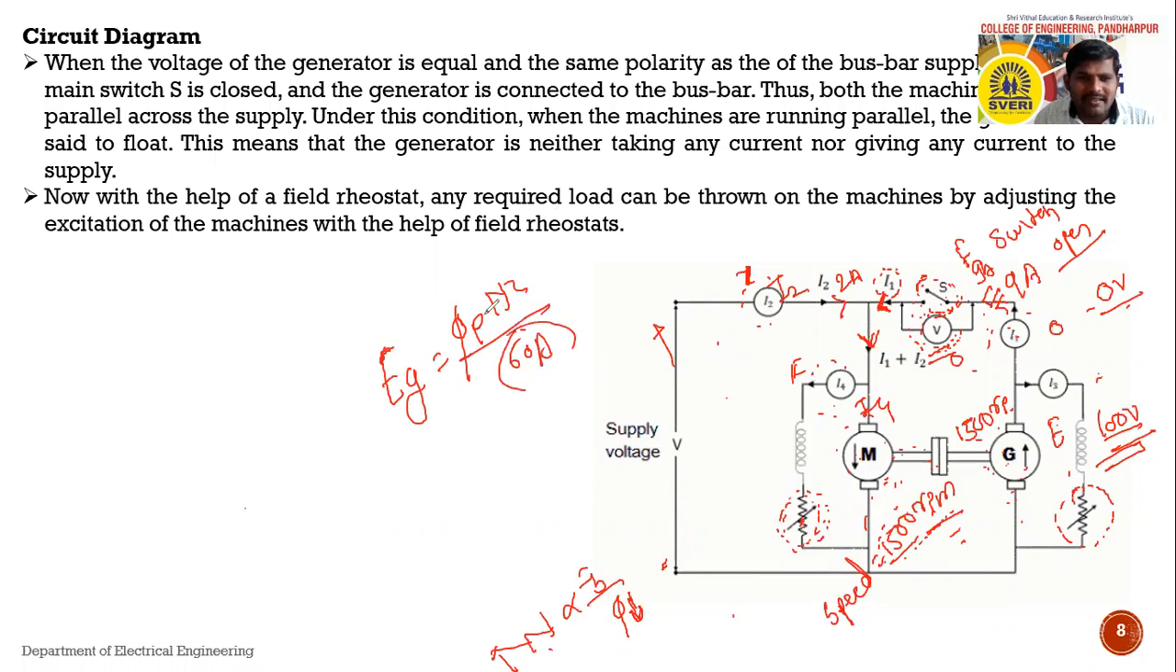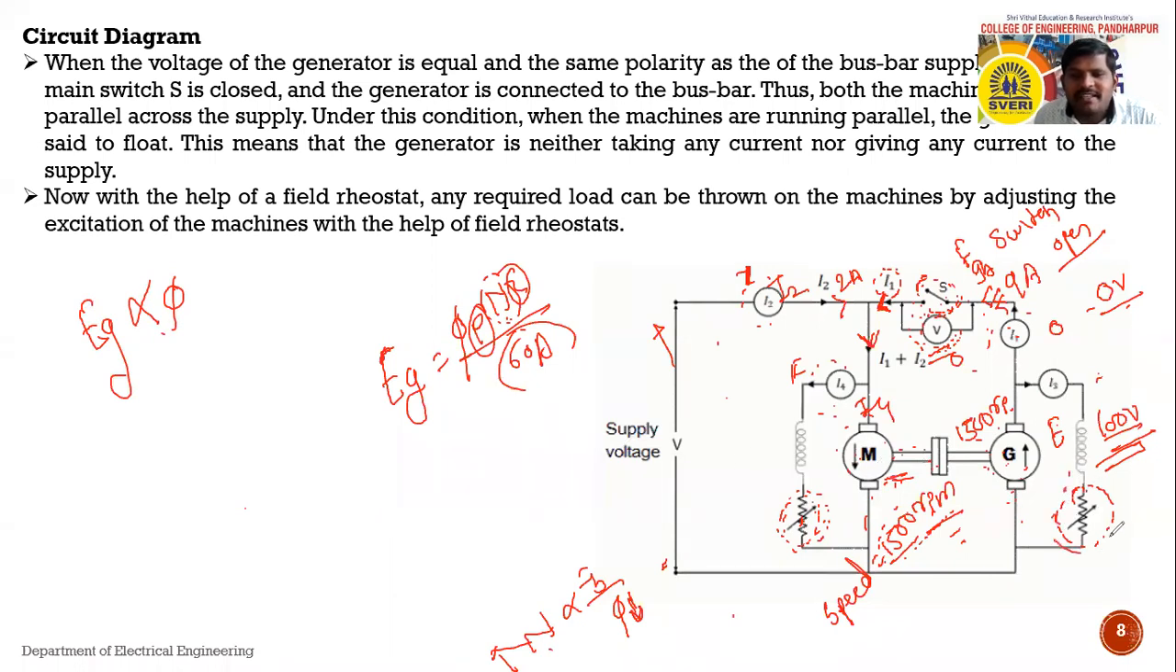If P, the number of poles, and Z are constant, and we are also maintaining the speed of the machine constant, because by varying this rheostat we maintain the speed constant, then the generated EMF EG is directly proportional to phi, right? Yes, sir.